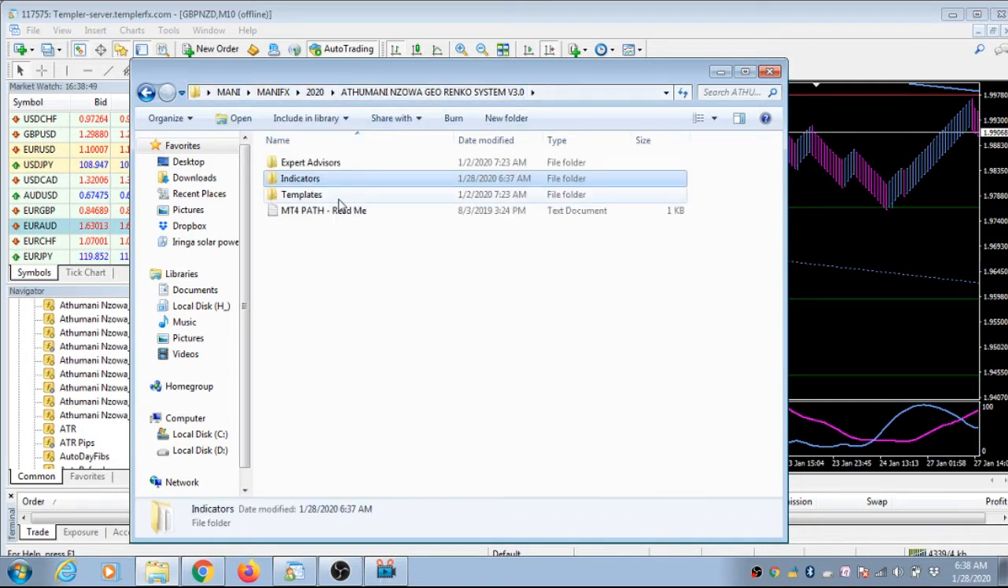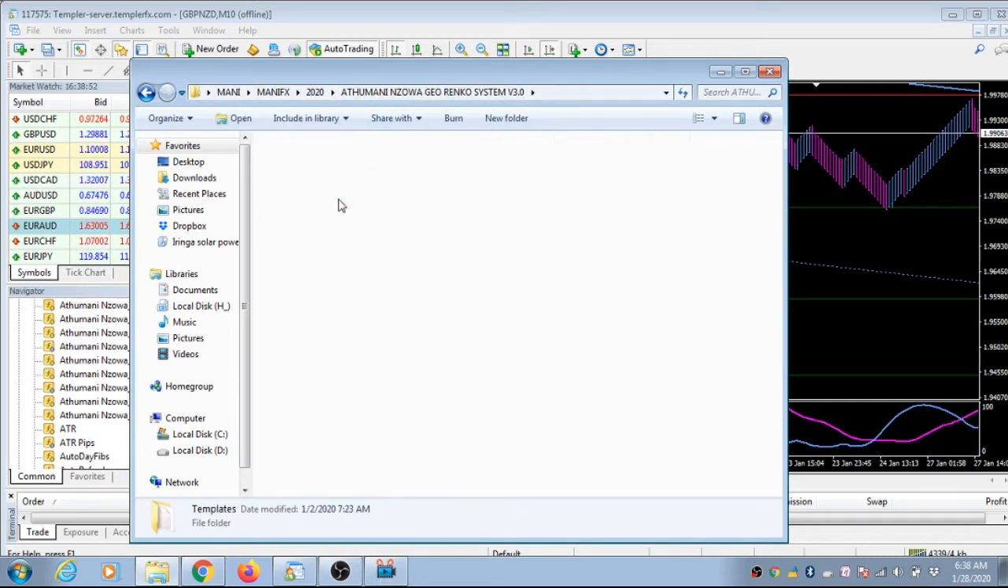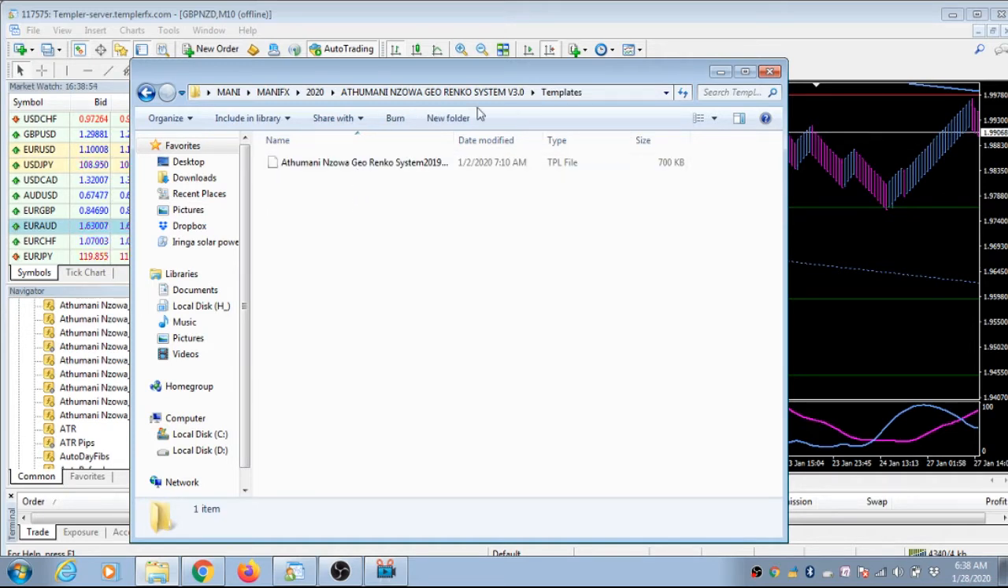Inside here, another folder, we have the template. So this is the template, which is written Geo Renko System version 3.tpl. TPL stands for template. And don't be shocked that this is 2020 and my system is 2019, because I started developing this version 3 from 2019, but the tutorials, in fact, I've released them in 2020 this January. So don't worry about that, it's exactly the same system.